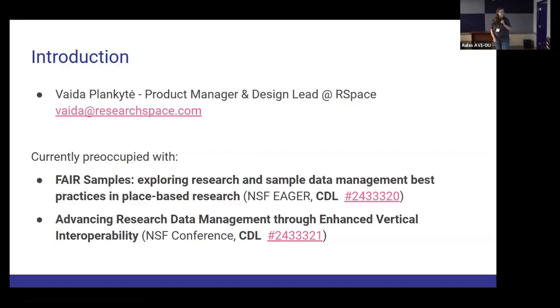And I'm also thinking about vertical interoperability. So there's tools that do different things. So let's say if you have different DMP tools, them interoperating is one thing, but how do you interoperate between a DMP tool and a research platform and a sample collecting platform? What does that look like?